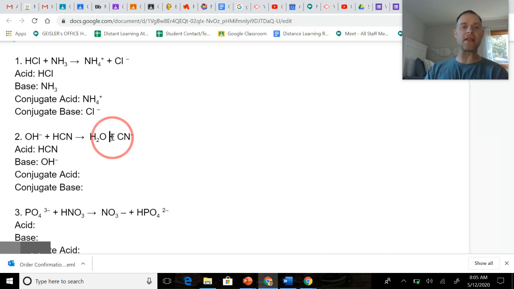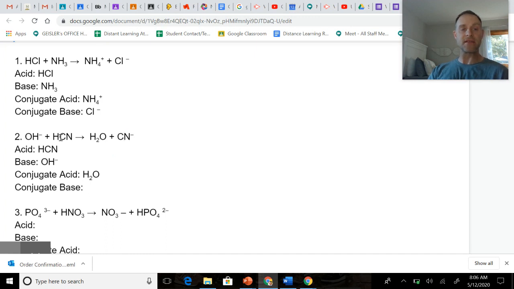Now look on the right. Once they've borrowed, once they've donated, they're going to change. OH minus will become H2O. Now remember, OH minus was the borrower, the base. Once it borrows an H plus, it's rich, so it becomes an acid.